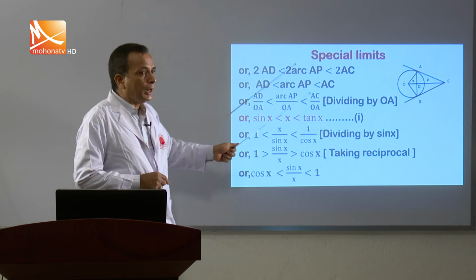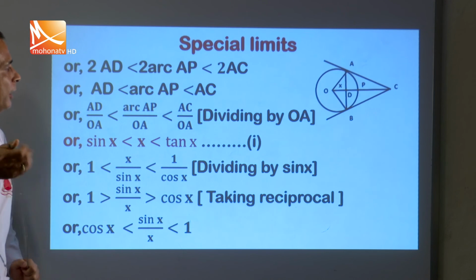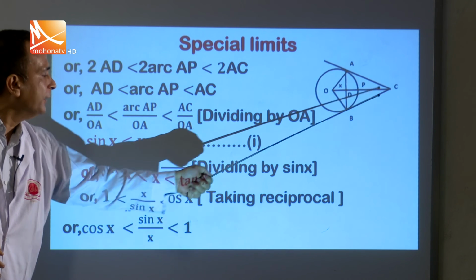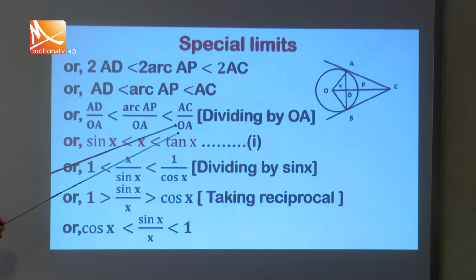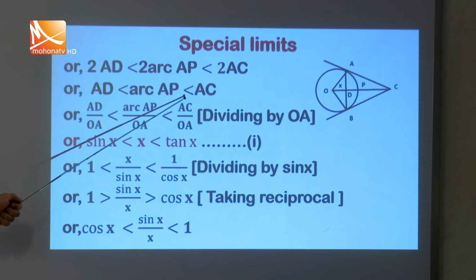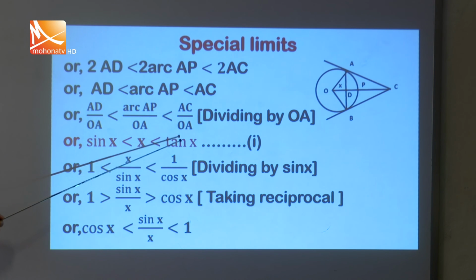From the right angle triangle OAC, AC by OA equals tan x, perpendicular by base. AC is the perpendicular and OA is the base. That is why tan x is equal to AC by OA. This is relation number 1.